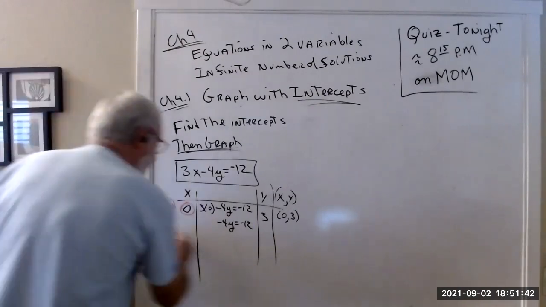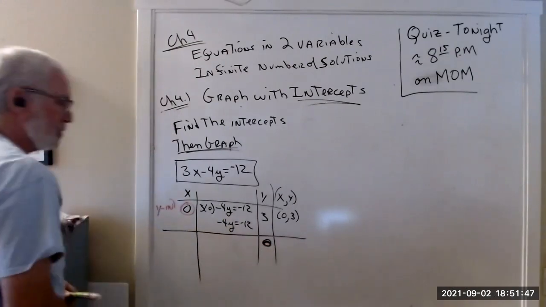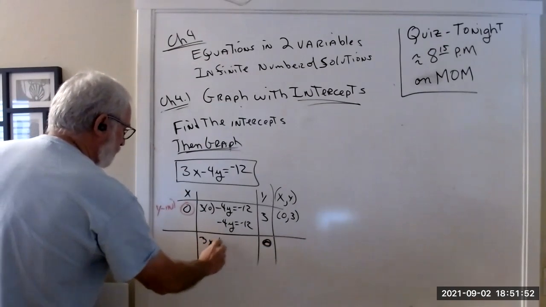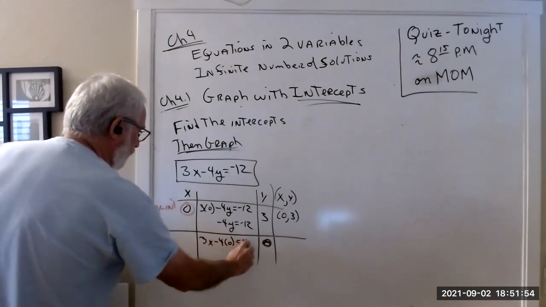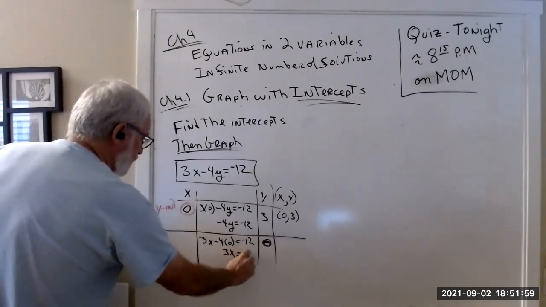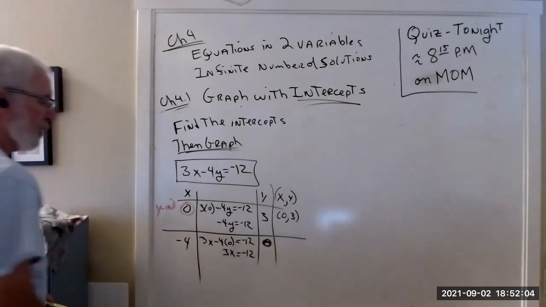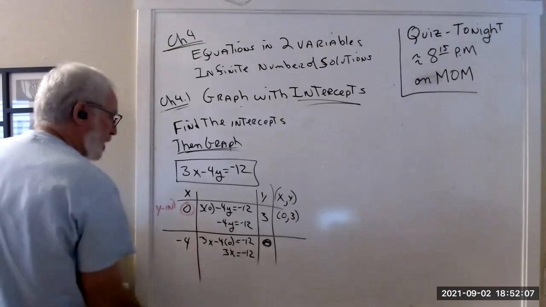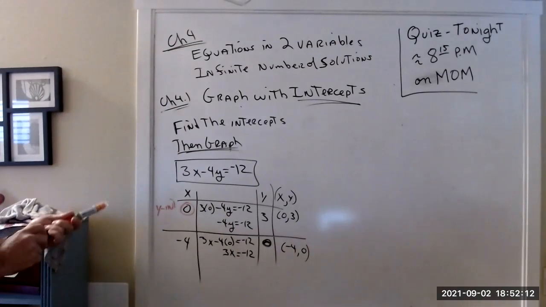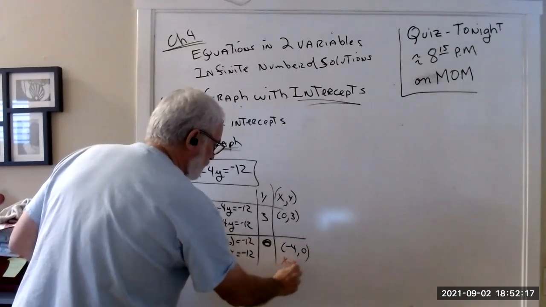And then we do it again. We set y equal to 0. Okay, plug it in. 3 times x minus 4 times 0 equals negative 12. 4 times 0 is 0, so I have 3x equals negative 12. I can do that in my head. X is negative 4. Divide both sides by 3, so I have negative 4, 0. And I know that because y is worth 0 over here, this is the x-intercept.